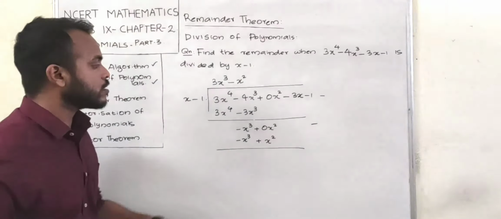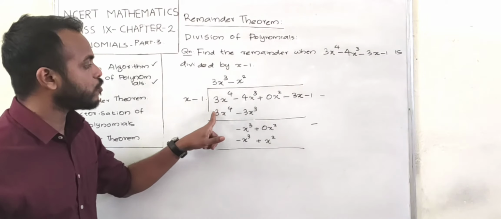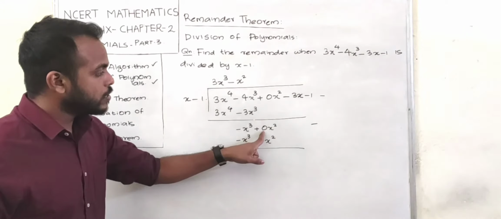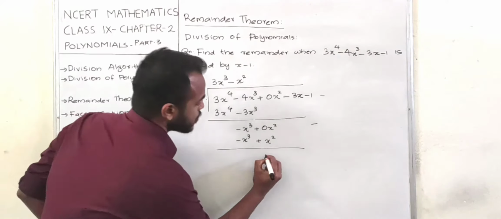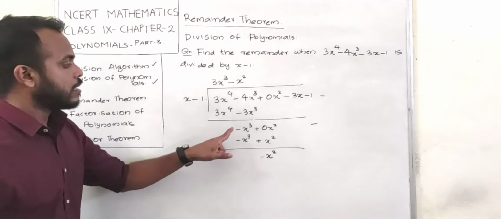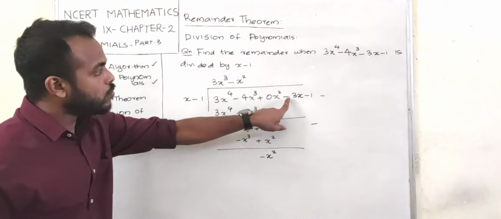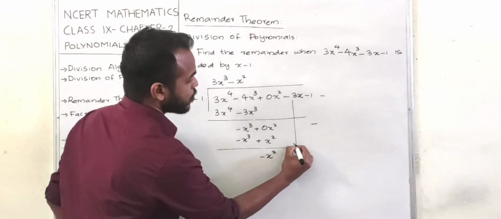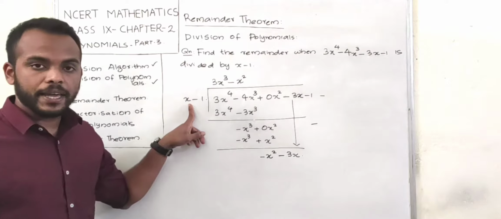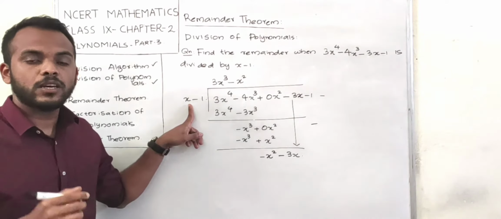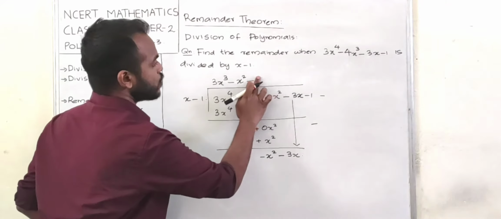Now the subtraction process. Here already it's 0, that's why I have not told you. 3x raised to 4 minus 3x raised to 4 is 0. Now 0x square minus x square is minus x square. Minus x cube minus minus x cube will become 0, so I am not writing that one. Now write down the next term, that is minus 3x. Minus x square by x, the x gets cancelled, so we'll write a minus x over here.